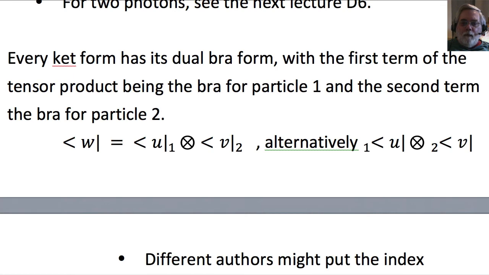Now, every ket form has its dual bra form, with the first term of the tensor product being the bra for particle 1 and the second term the bra for particle 2. So bra W is bra U for particle 1, tensor product bra V for particle 2. If we need to use that notation in this lecture, I'm going to put the subscripts after the vertical bar, but other authors may put the subscript before the left angle bracket. So you may find 1 bra U tensor product 2 bra V, and that's fine.